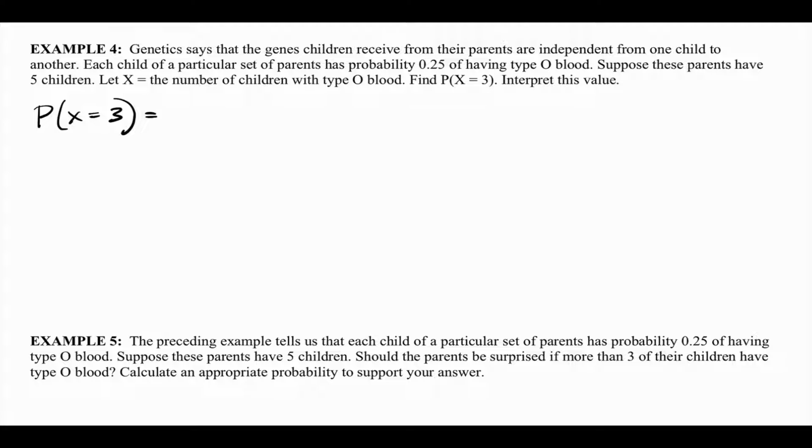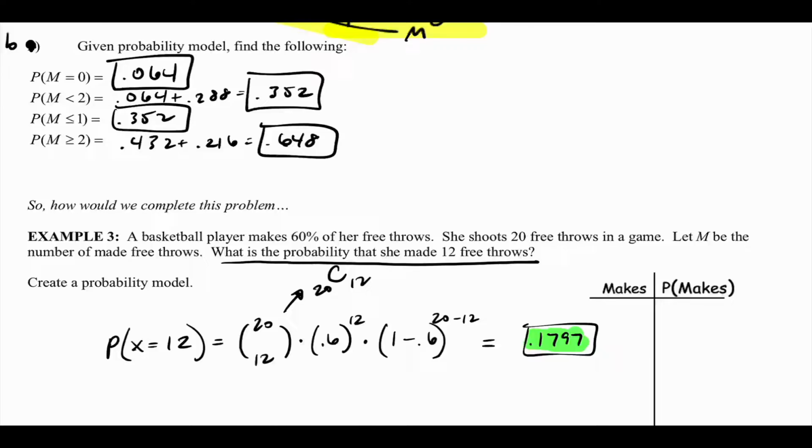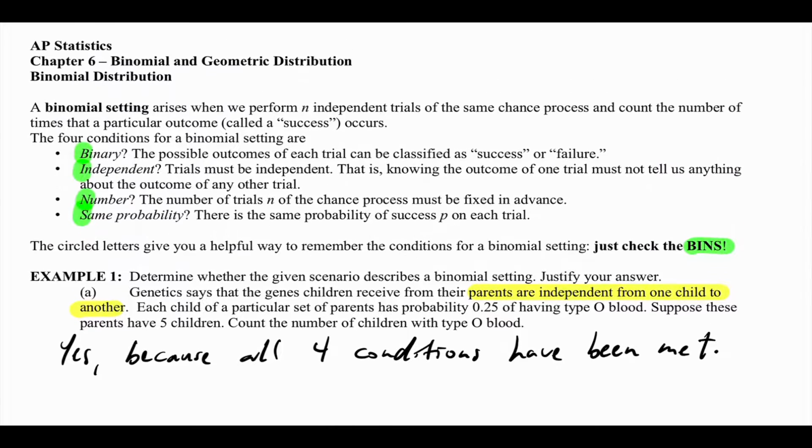How do we know? What tells us yes or no? There you go, BINS, right? The 4 conditions we talked about yesterday. There are 4 of them, BINS. The first one is binary. So is this a binary situation? And if so, what are the 2 options? Yes, whether they have type O blood or some other type of blood. So that binary check. Are each trial independent? It actually said each trial is independent. Okay.